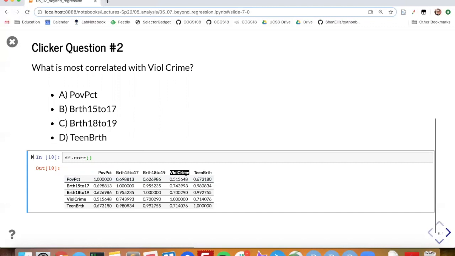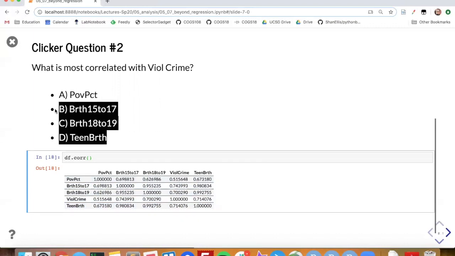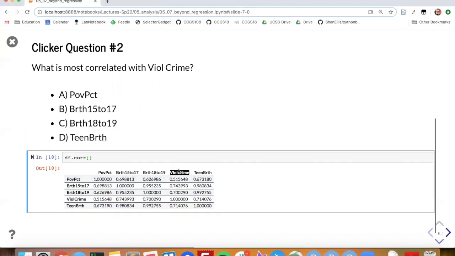So we can look to this violent crime column, and then we look for the value that is closest either to 1 or to -1, right? So a value of -1 has a very strong correlation. A value of 0.8 has a strong correlation, but -1 in that case would be more strongly correlated. It would just be in a negative direction. So here we're looking, and the highest value here is teenage birth rate, 15 to 17. So we would say that this variable, B, is the answer here, right? So we just look at the column we're interested in and then see which value is most correlated across the other variables.